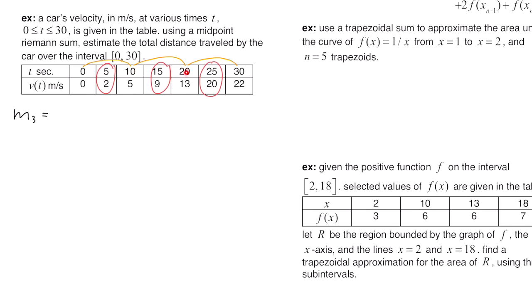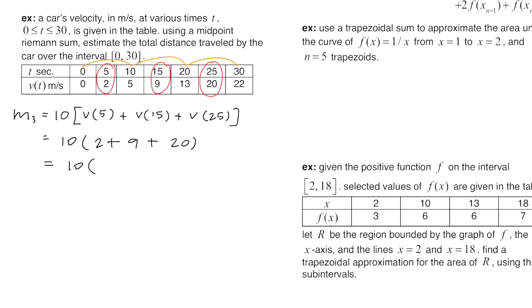And then the last one goes from 20 to 30, so that width will also be 10. So if you wanted, you could factor out the width of 10, again because each interval has the same width. So if we factor that to the front, again the midpoint occurs at 5, 15, and 25. We're going to get these values from the table, so v of 5 is 2, v of 15 is 9, and the velocity at 25 seconds is 20. And then when we add these up, we get 31. And finally, the total distance traveled by the car over the interval from 0 to 30 seconds is 310 meters.